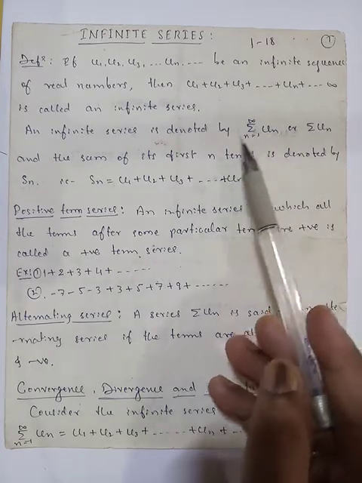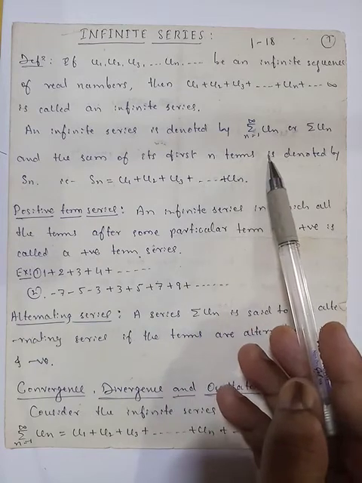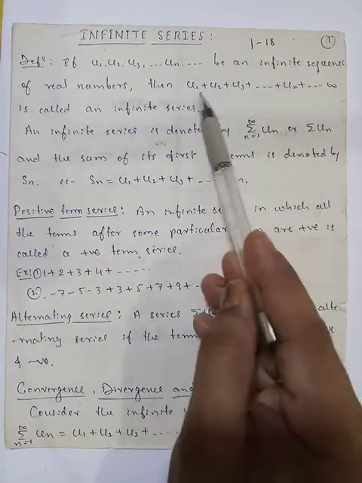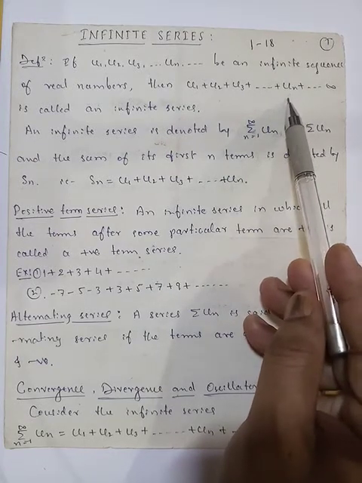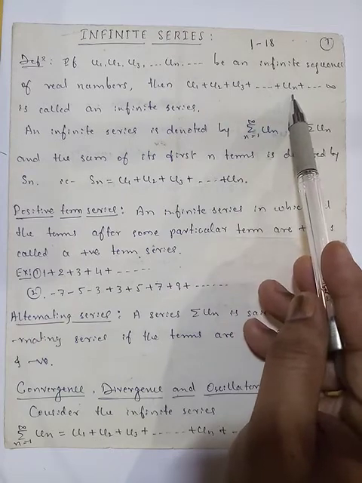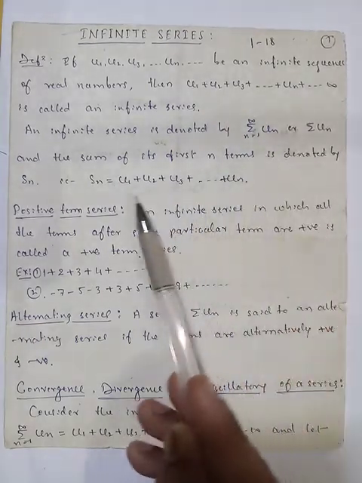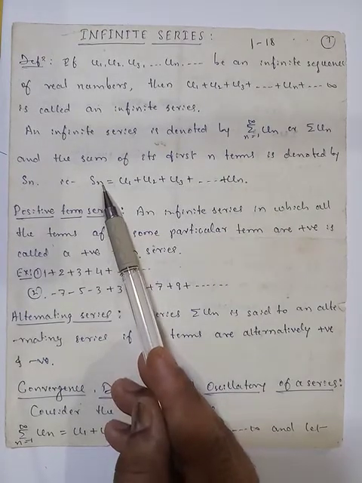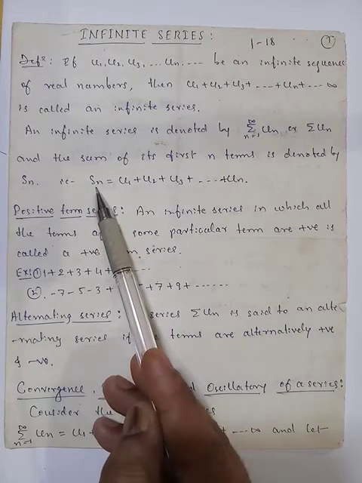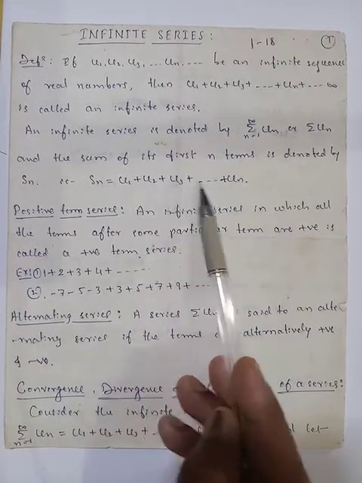Now the sum of its first n terms, like u1, u2, u3, and so on up to un, is called the sum of the first n terms of the infinite series. That we denote by Sn. Okay, so this is the basic one. Therefore the sum of its first n terms is given by Sn equal to u1 plus u2 plus u3 and so on up to un.